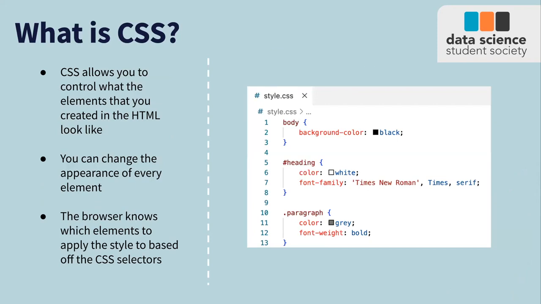All right, CSS is what allows you to control what the elements that you created using tags in the HTML file look like. You can change the appearance of every element, and the browser knows which elements to apply the style to based off of its CSS selector. And there's a code snippet to the right. You can see that certain styles have been applied. For example, the background color of the body has been made black. The heading is given the font family of Times New Roman and is white, and the paragraph text is gray and bold.